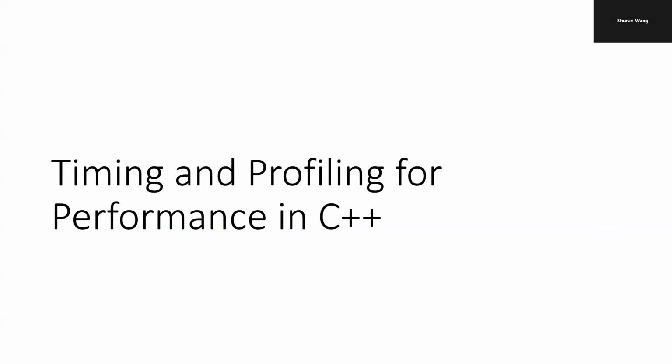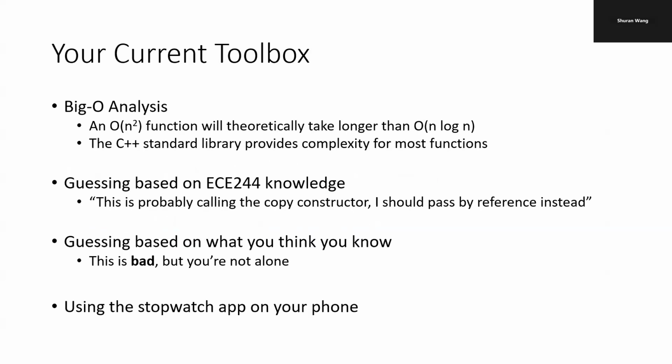Milestone 2 is a milestone where it is harder to time the performance of your code. In milestone 1, we can write performance unit tests to time the performance of each function you write. But in milestone 2, it's harder to do. If we want to know where time goes, your current toolbox has big O analysis. You can theoretically know how much time will be spent in each function.